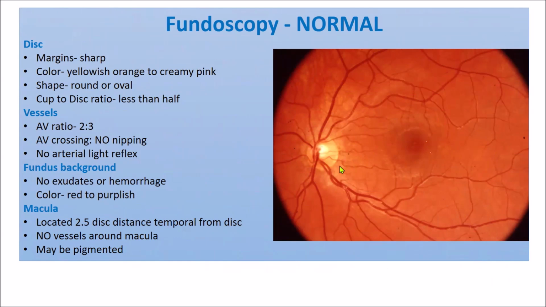The margin should be sharp. This is the disc. Margin sharp. Color yellowish orange to creamy pink, whatever you can define. This is the disc color. We are discussing the disc. The shape will be round or oval. Cup to disc ratio less than half. The central whiter area is the cup. It should be less than 50% normally. If it crosses, then there is a problem. We will tell what the problem will be. Intraocular pressure will be increased. Yes, definitely. We will discuss later on.